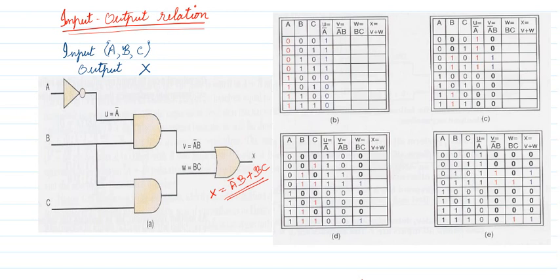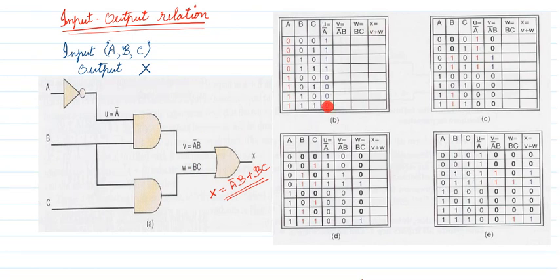Okay, for understanding purpose, we will start stepwise. Let me say this output is U, this is V, this is W, this is X. So what is the input A, B, C? Three inputs are there. So totally how many combinations? 8 combinations. Okay, so first let me check what is U. U equal to A bar. What is V? A bar B. What is W? BC. What is X? X is nothing but OR operation of V and W. So V plus W.